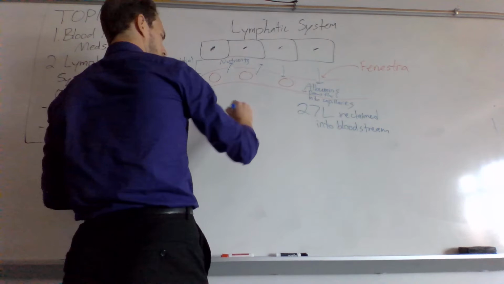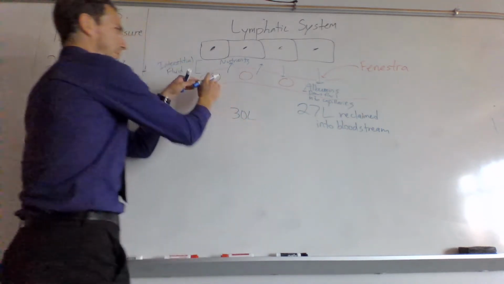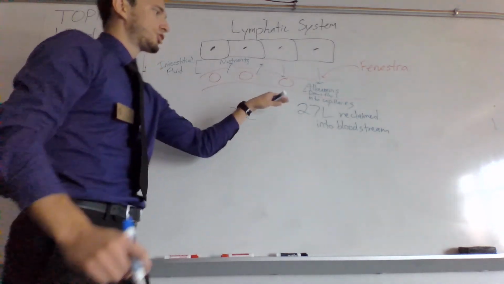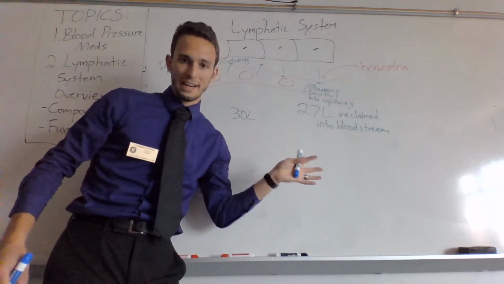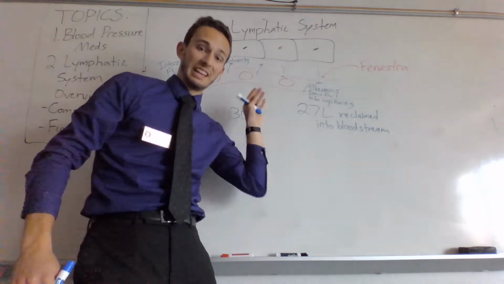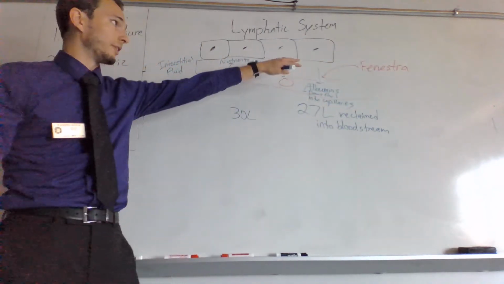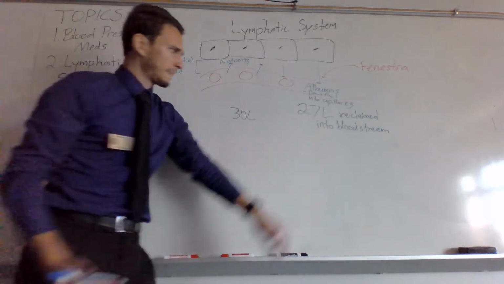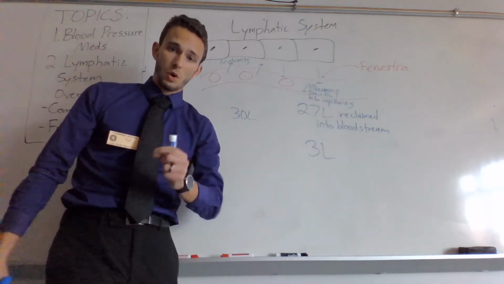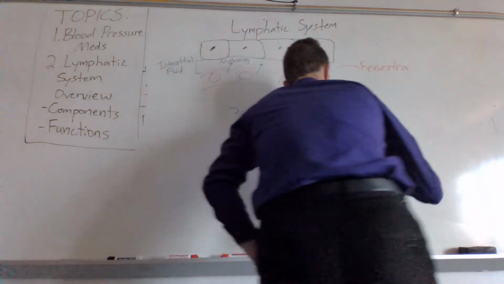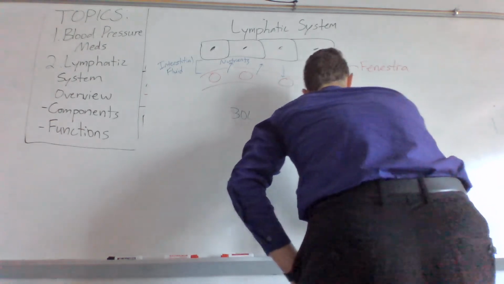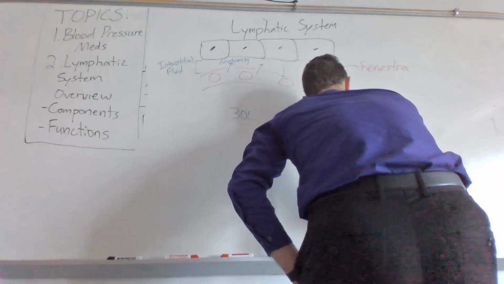Okay, so let me step back. 30 liters of fluid are pumped out of the capillaries every day, okay? 27 liters, so 90%, is directly drawn back into the capillaries, and the venous capillaries, which start going back to the heart, reclaim it. Well, what about the other 3 liters? This is going to be reclaimed through the lymphatic system. So 3 liters of fluid is going to be reclaimed in the lymphatic system.